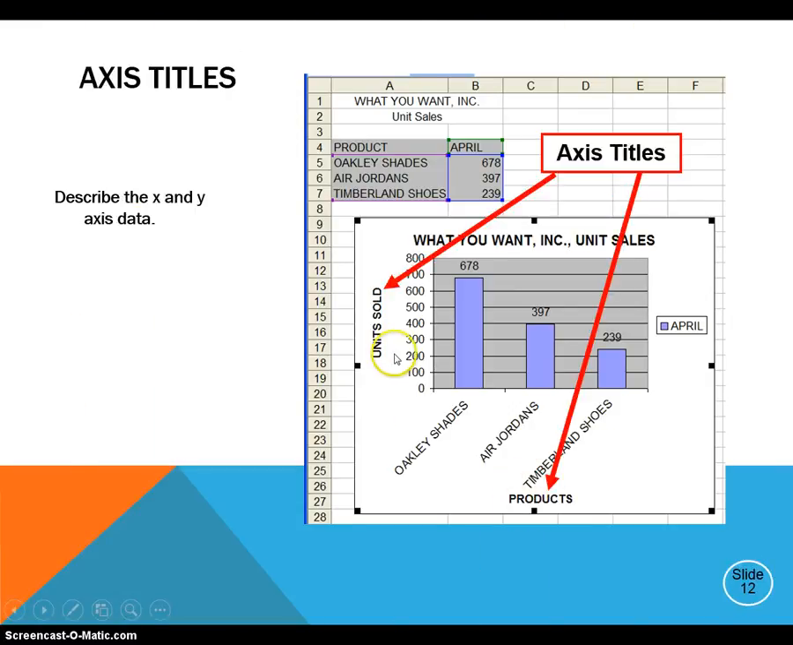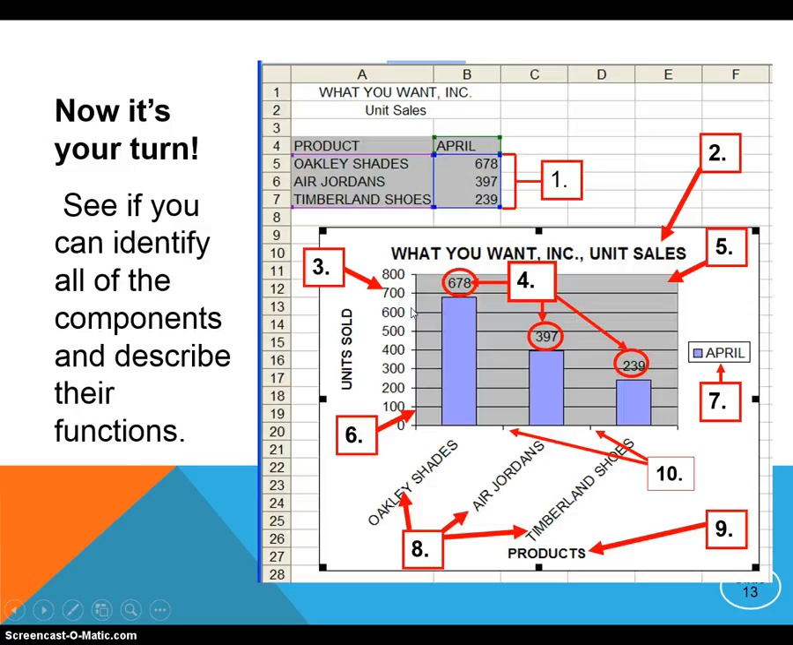Axis titles, products and units sold, are our x and y axis titles. Okay, this would be your x-axis title. Units sold will be your y-axis title. They just tell you what data is represented on your x and y axis. Products is on our x-axis here, and units sold is what our numbers over here are representing.